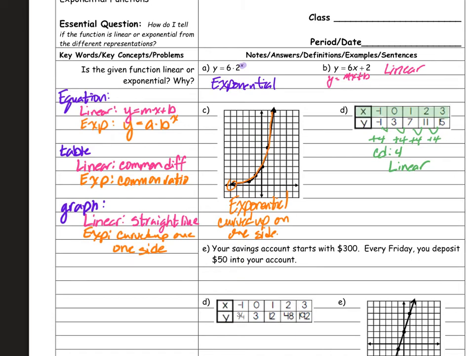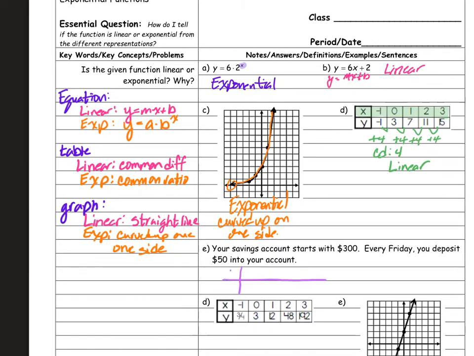Okay, E. We have a story problem now. It says your savings account starts with $300. So I have $300 in my savings account. Every Friday, I deposit $50 into my account. So let's just make a table. I think that's the easiest, right?